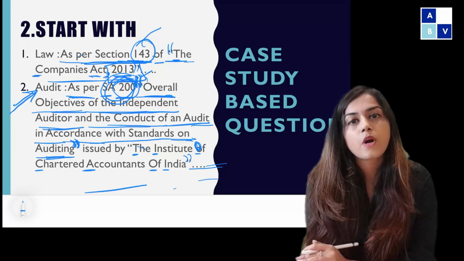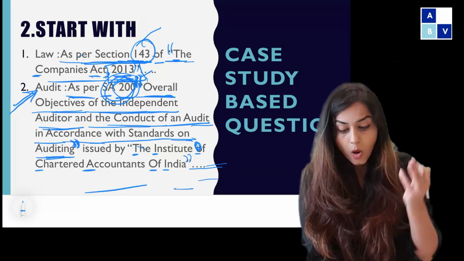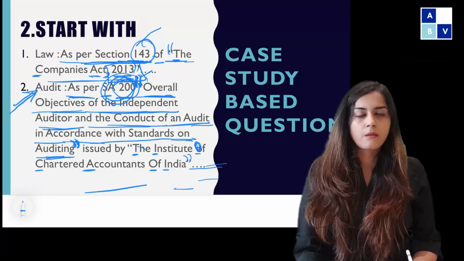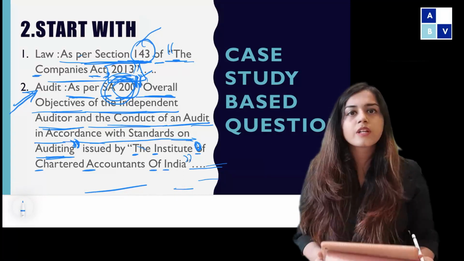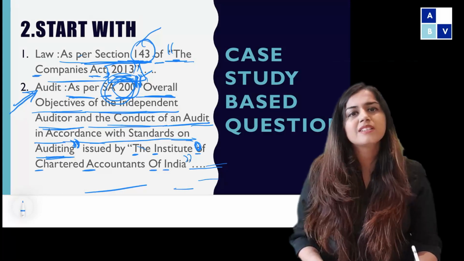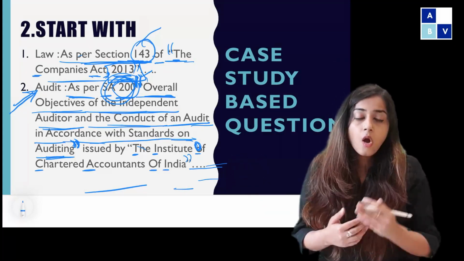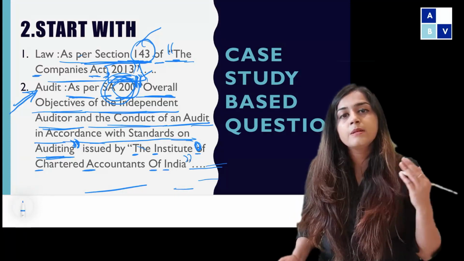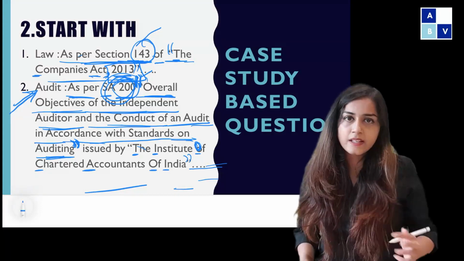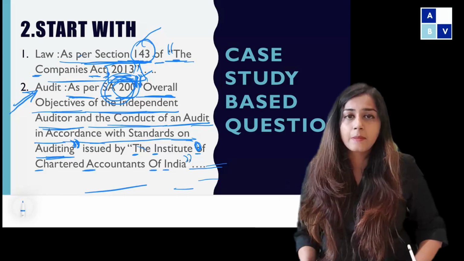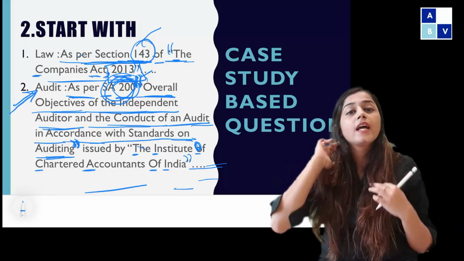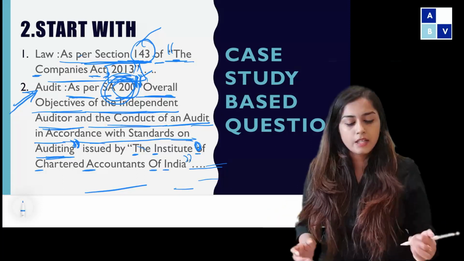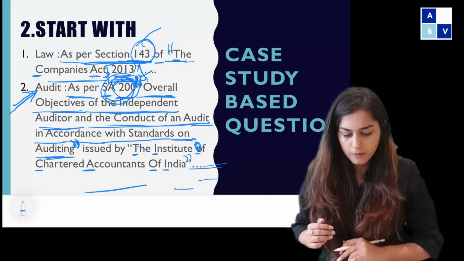Now the next problem that most students face: what to do if I don't remember the standard or the section number? See, if you don't remember the section number or standard number, it doesn't mean you won't get marks. Obviously, I make sure in my classes that every student 100% remembers the standard which he or she is going to attempt in the exam. But there are certain students who still can't remember. Then there is this simple formula.